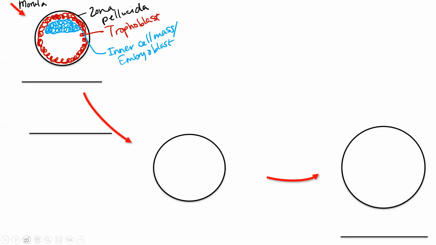When we do that, we create a fluid-filled area called the blastocyst cavity. That is the area where stuff is going to diffuse through, and it also allows for the growth of our embryo. We need that area to grow in. If we're solid, we don't have a place where we can add more cells. This structure becomes the blastocyst.